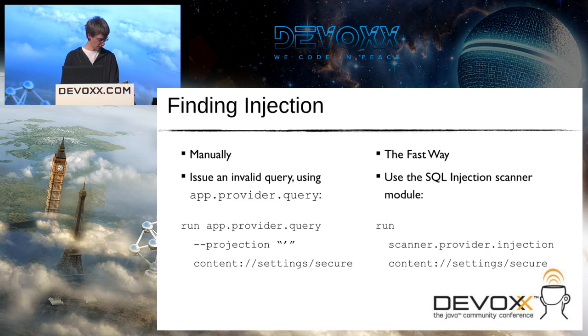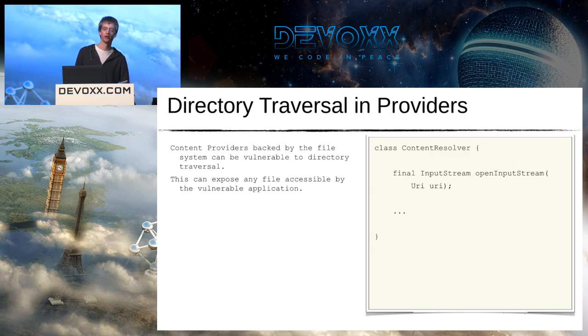So we will run scanner provider injection, and we'll run it on that same provider. And we can see it's come back and said there's injection in the projection part of that, and also injection in the selection, where we pass in the where part of the query.